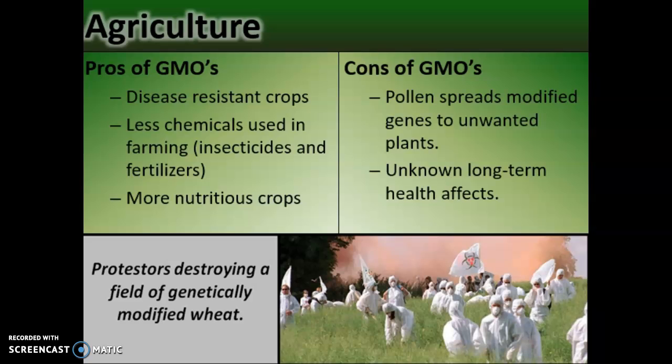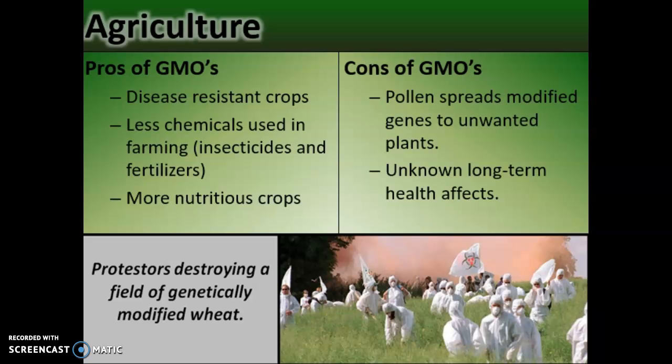If we look at some of the pros and cons of GMOs, this is actually a very controversial topic. Some of the good things about GMOs on the pro side: farmers can produce disease-resistant crops. You can also use less chemicals, like in the case of the BT corn. We don't have to use the insecticides. We can produce crops that grow in poor soil, so we're not using as much fertilizer, which is harmful for our water system. And with golden rice, we can produce more nutritious crops and feed more people.